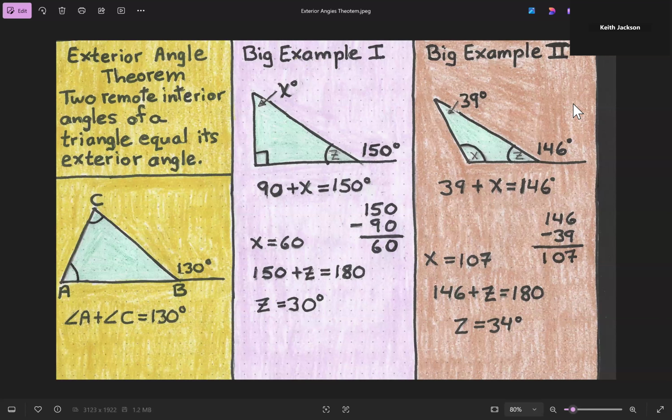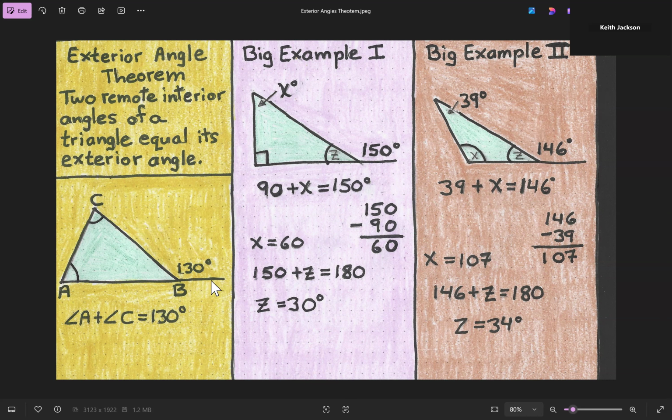In this video, we're going to study the exterior angle theorem, and that tells us that two remote interior angles of a triangle are equal to its exterior angle. So let's take a look at this example to help us understand what this theorem really means.